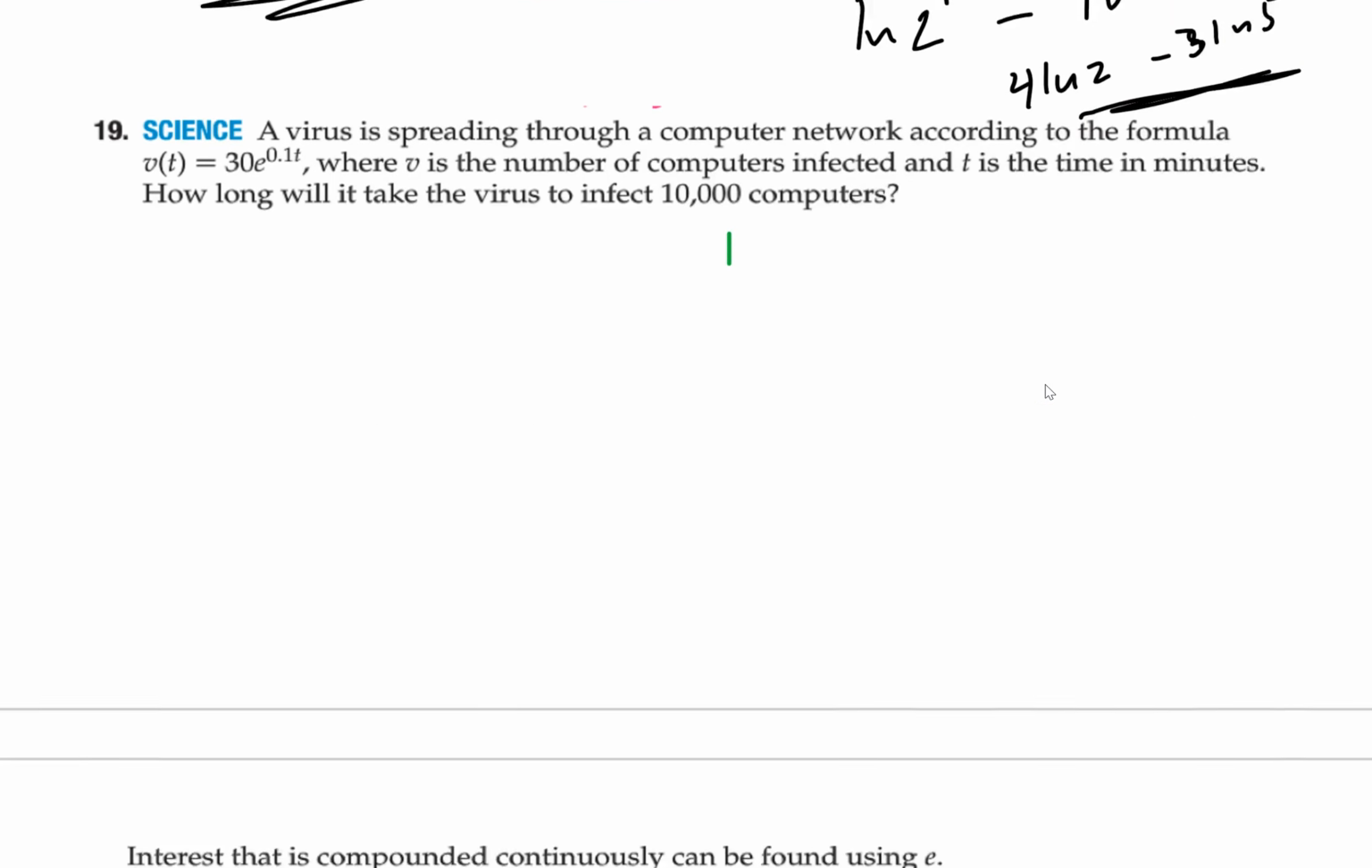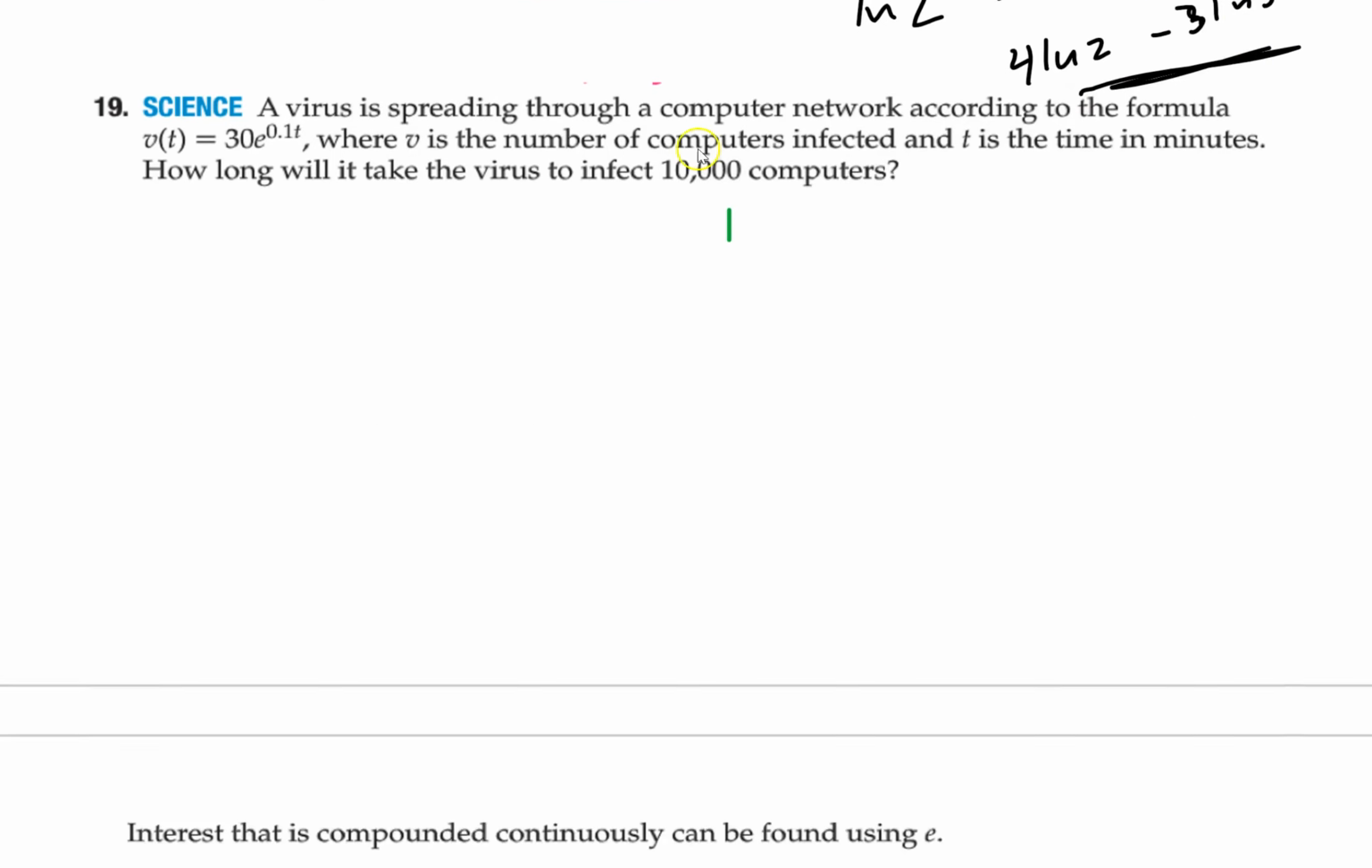Let's talk about some application problems with e's and natural logs. So first one here: a virus is spreading through a computer network according to the formula V(t) equals 30 e to the 0.1 t, where V is the number of computers infected, right? Always important: what do the variables mean? V is the number of computers infected, and t is time. So look at what it wants us to do. How long will it take for the virus to infect 10,000 computers? So that's my V. I'm looking for time.